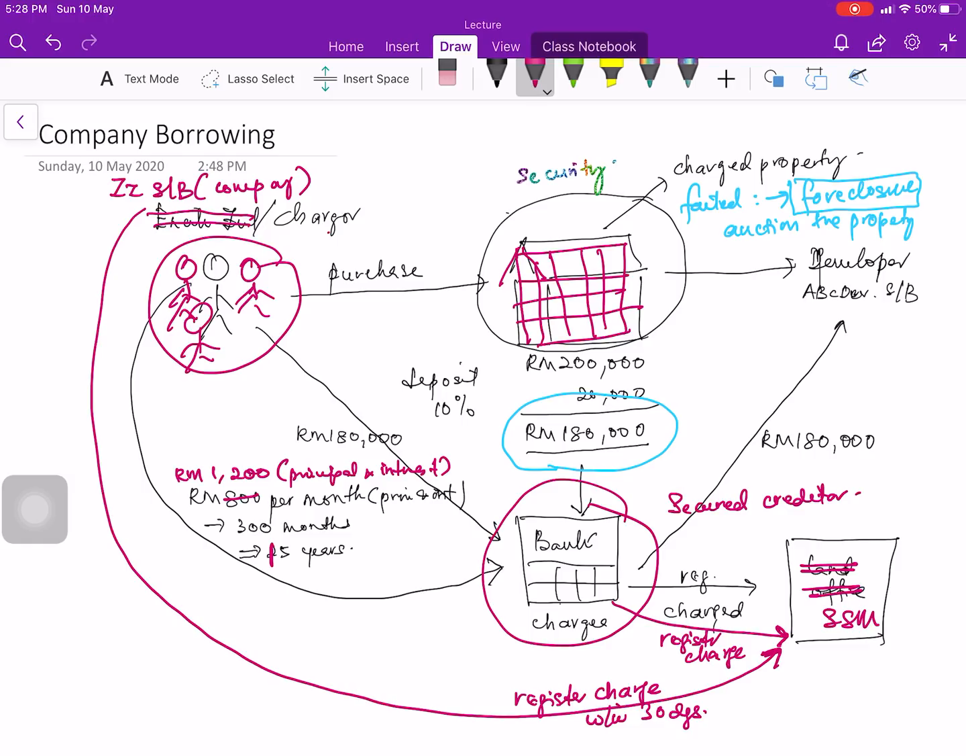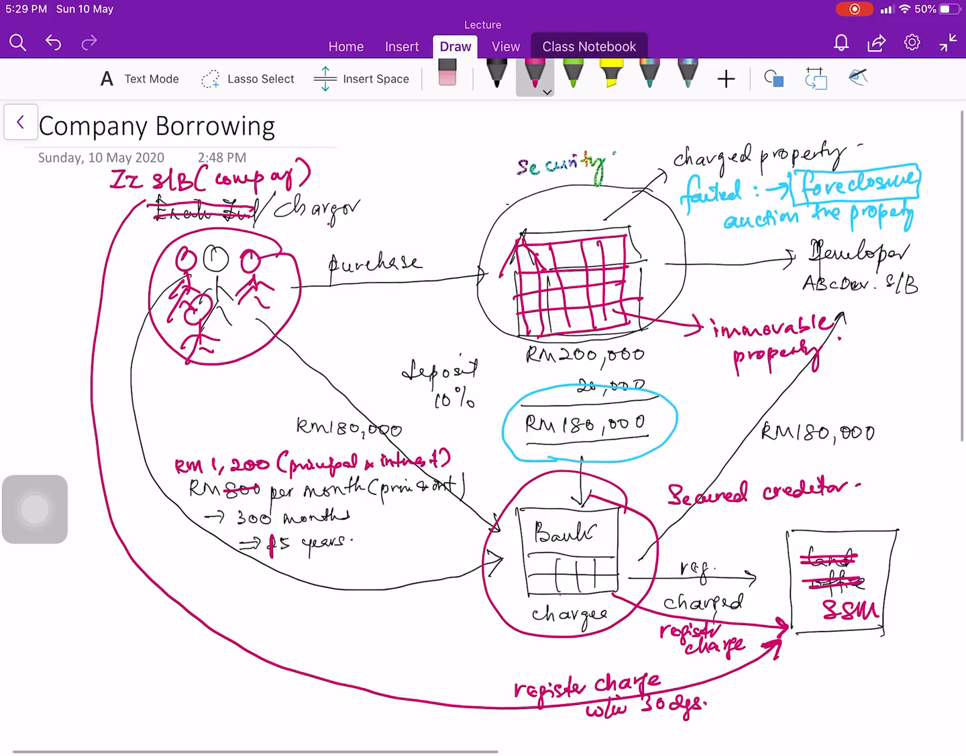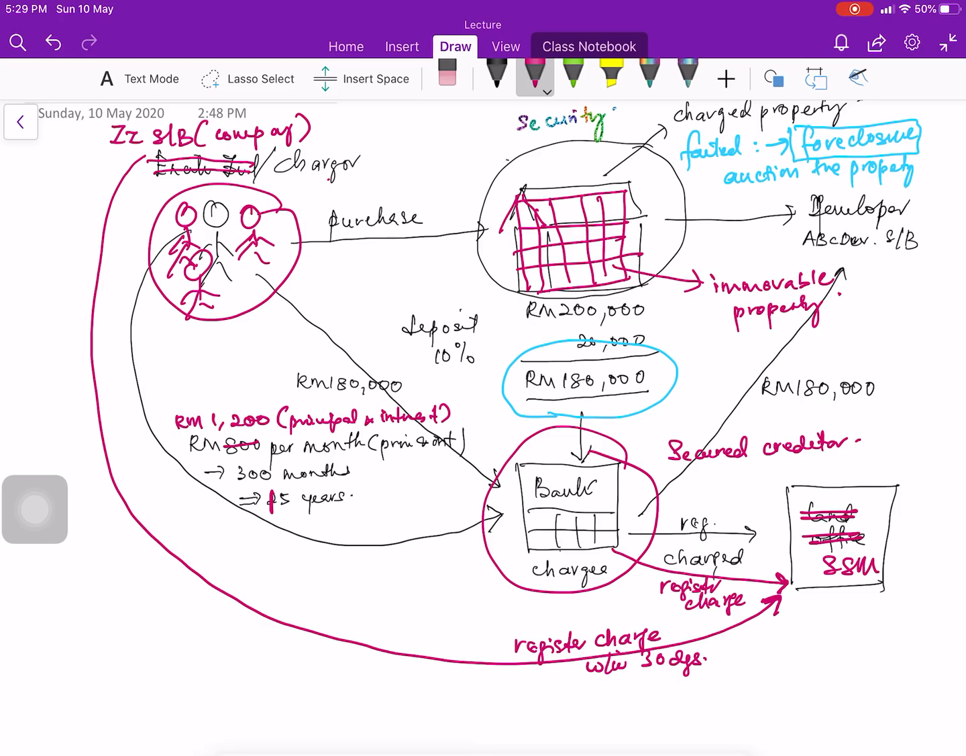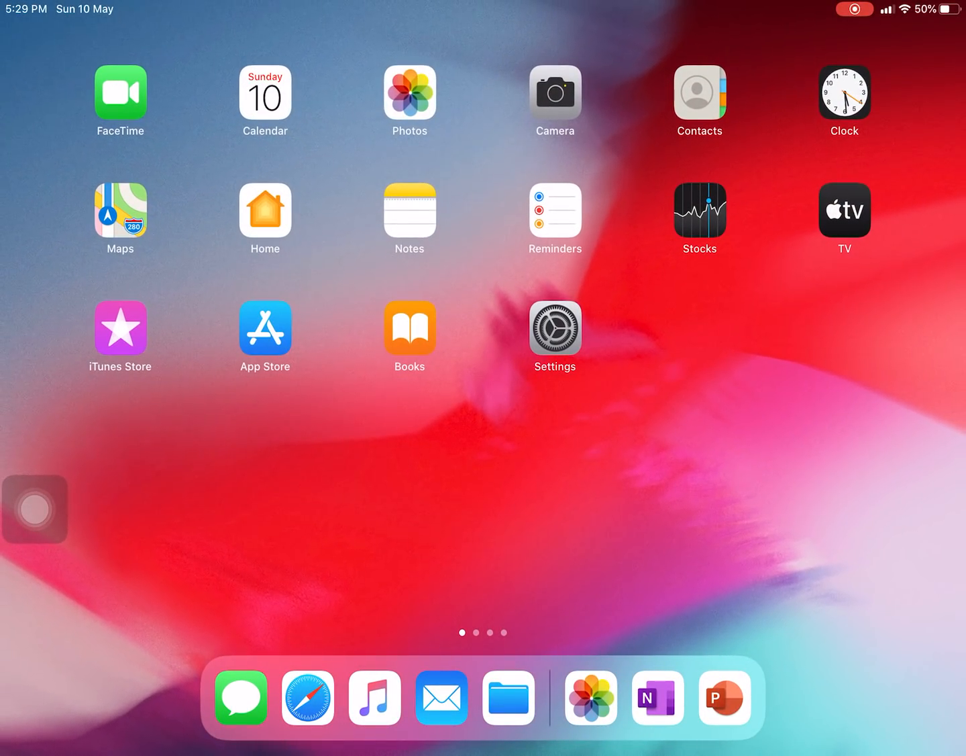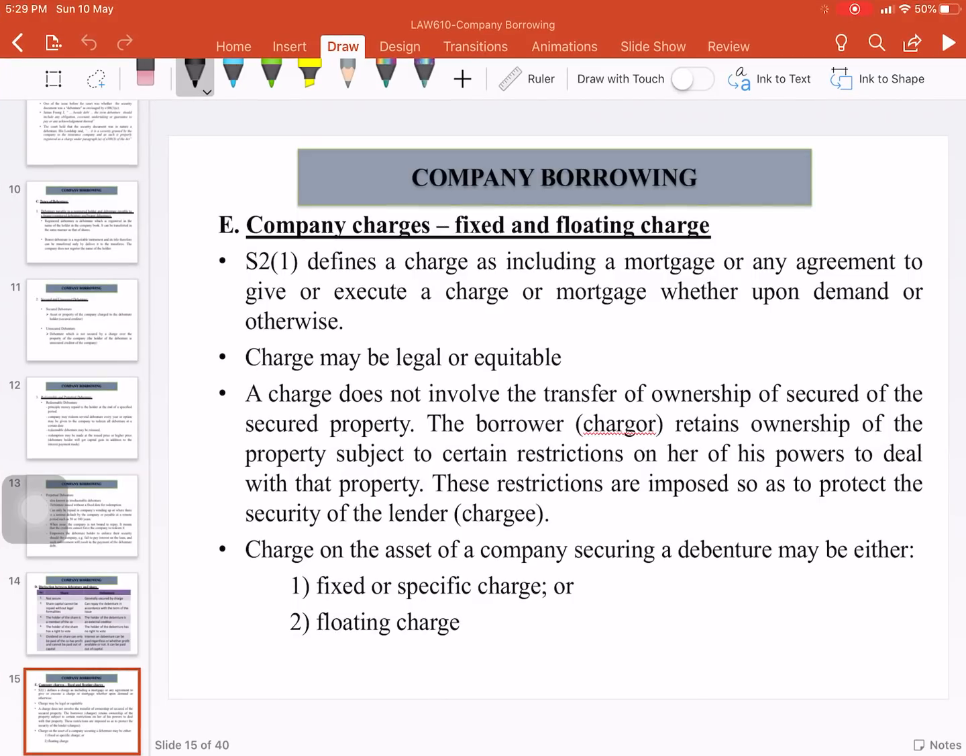Why fixed charge? Because this is an immovable property. Okay, now let us look at the slides here. Where were we?